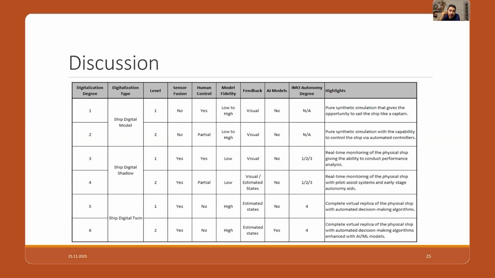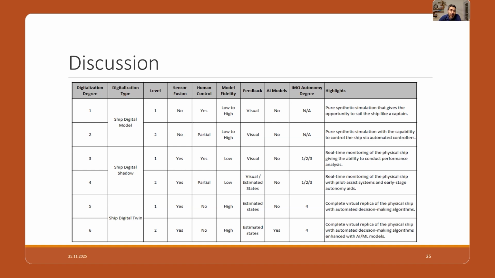Let me first show you a brief table which explains everything. So there are 6 digitalization degrees. The first 2 belong to the ship digital model. The second 2 belong to the ship digital shadow. The last 2 are for ship digital twin. Here you see levels 1, 2, 1, 2, 1, 2.